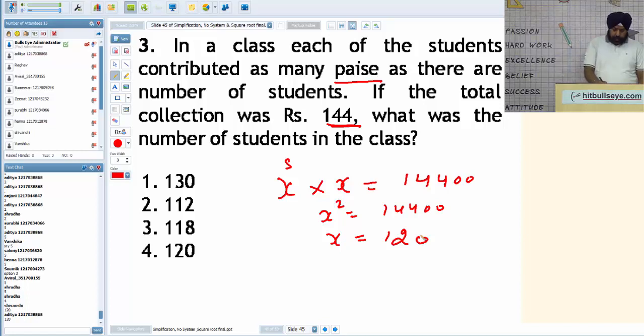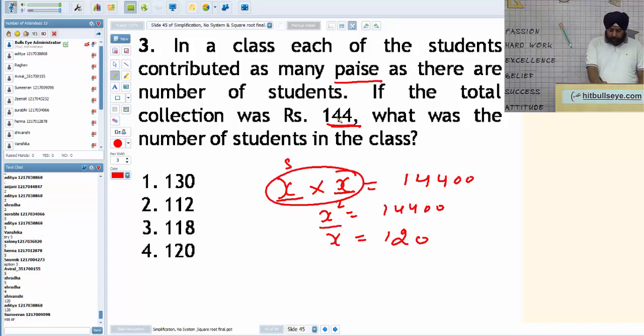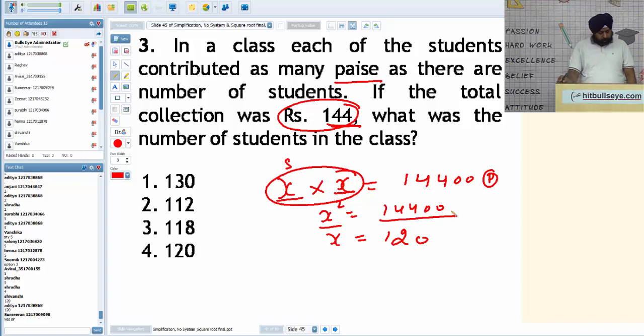I hope you understood. I said let the number of students be X and each student contributed X paisa. So the total number of paisa is X into X, that is X square, and the collection given is in rupees. So this is the catch. You should convert it into paisa. So 144 rupees is equal to 14400 paisa. So X square is 14400. So X comes out to be 120.